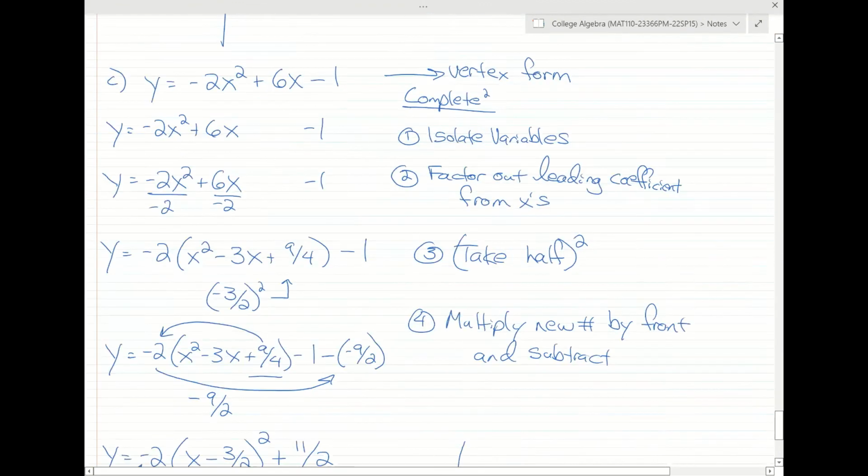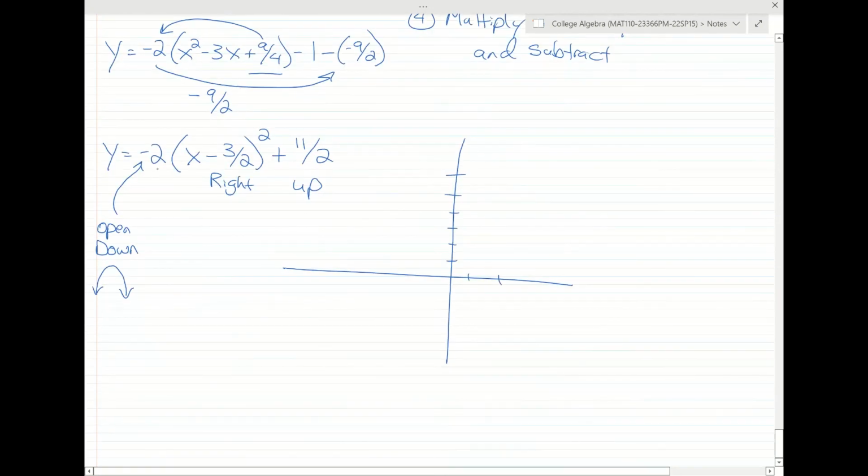So this graph, if we just combine everything we just said, separate the negative and the 2. The negative makes it open down. The 2 makes it narrower. So this graph is going to go to the right 1.5, flip over, get narrow, and then go up 5.5. That graph has everything that we talked about.